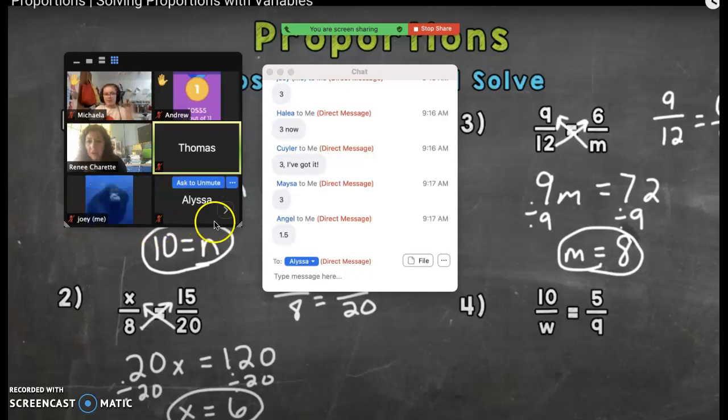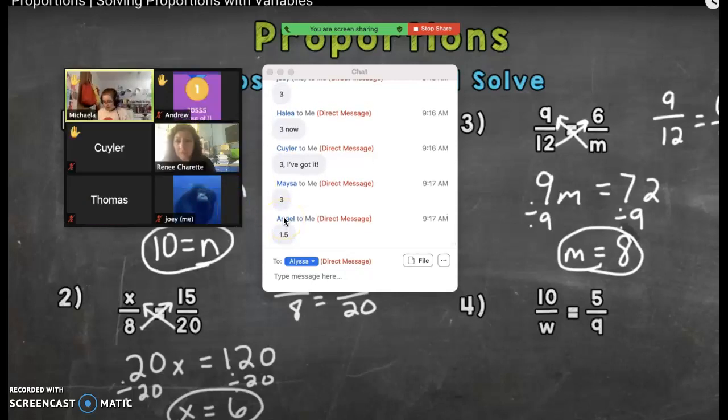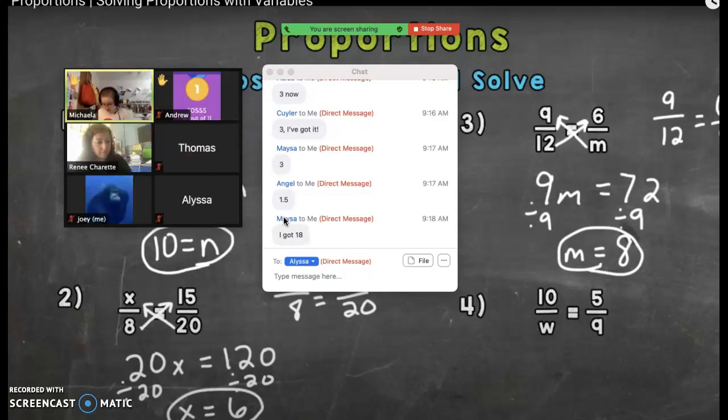All right, Michaela, I'm going to let you go ahead. Okay, so what I did was, I set it up first of all, and then I did 10 times 9 equals 90, and then 5 times W is 5W. So then I isolated the variable: 5W divided by 5 equals W. So then 90 divided by 5 equals 18, and that means 18 equals W.